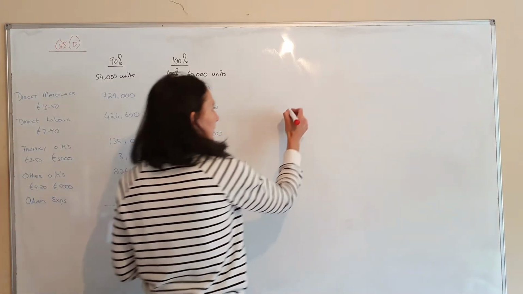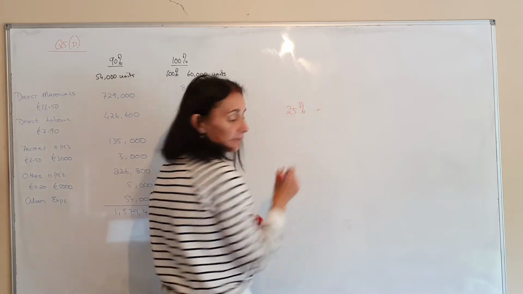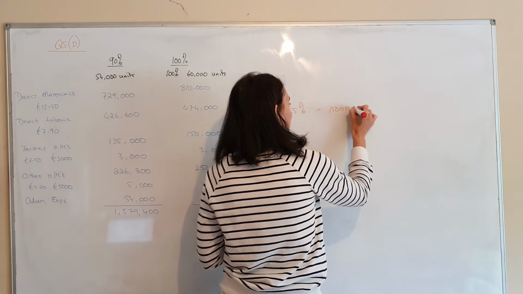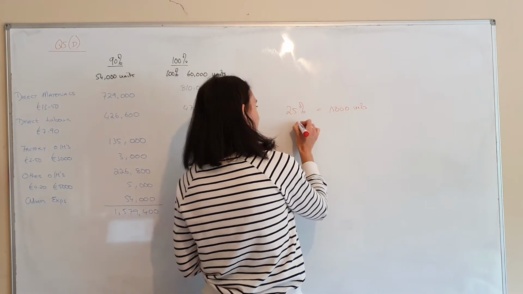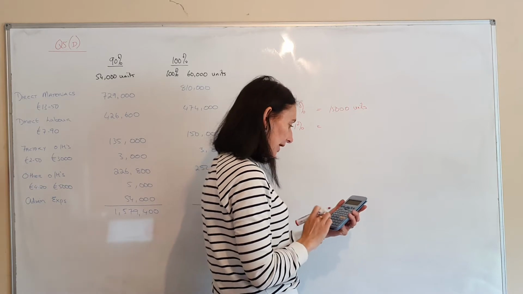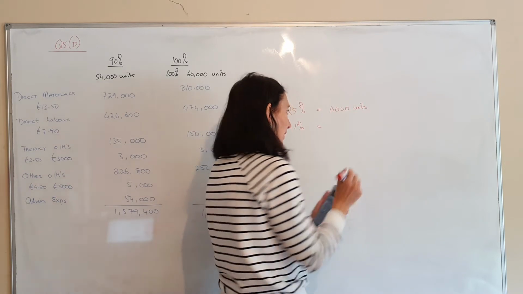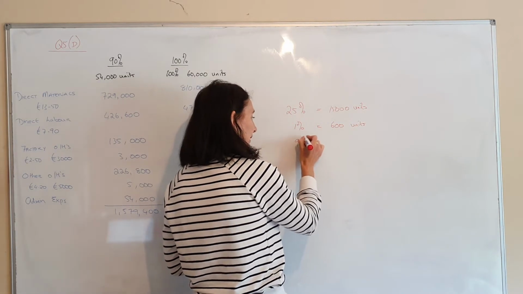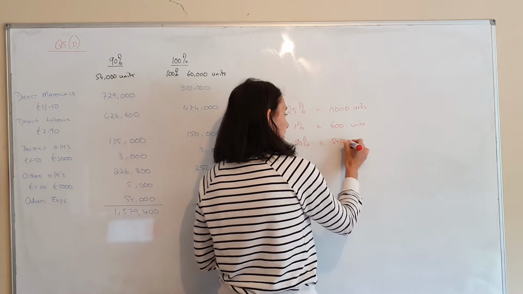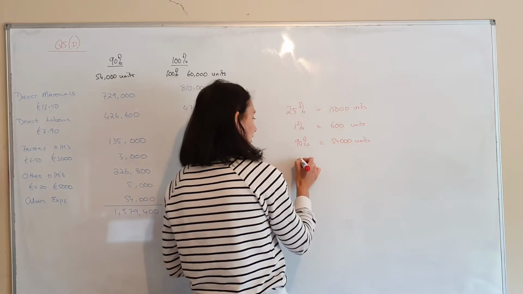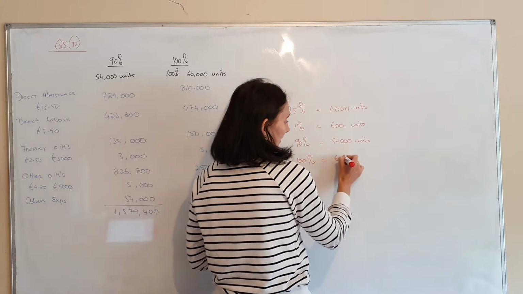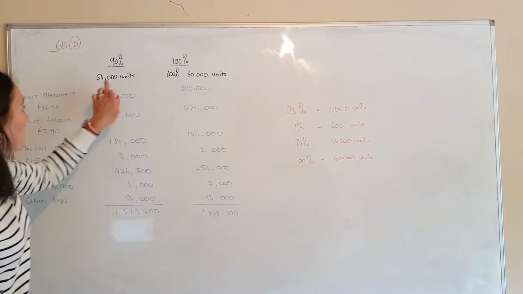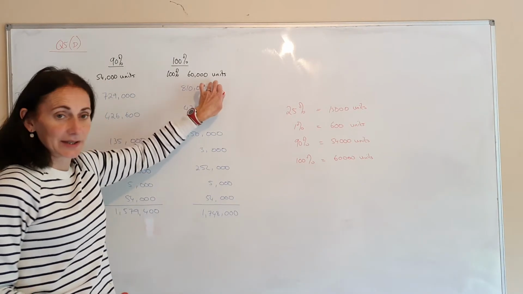Now, I'm just going to look at 25%. 25% is equal to 15,000 units. That means if I want 1%, I'm going to divide it by 25, which is 600 units. And I've been asked to do 90%, which would be 54,000 units. And I've been asked to do 100%, which is 60,000 units. So that's the first thing that you might have a problem with. Where did I get 54,000 and where did I get 60,000 from?